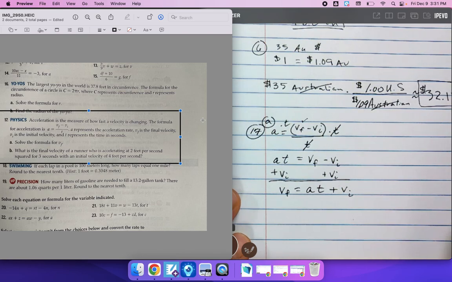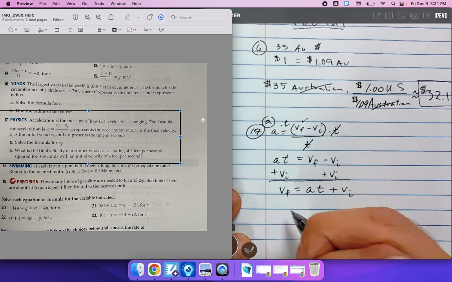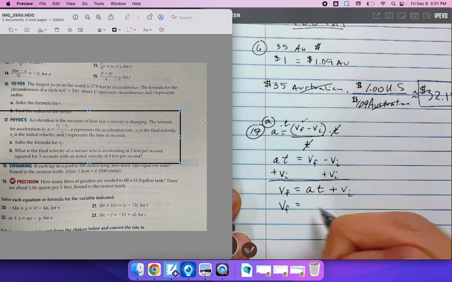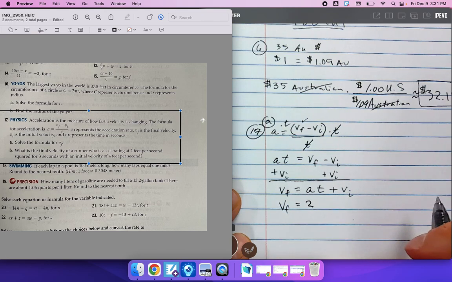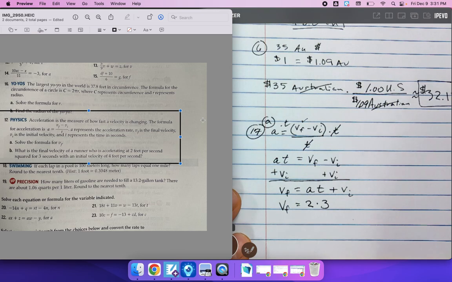We're told to figure out what is the final velocity of a runner who is accelerating at 2 feet per second. So here's V sub F. They're telling you that they're accelerating at 2 feet per second for 3 seconds, 2 feet per second squared, excuse me, with an initial velocity of 4 feet per second.